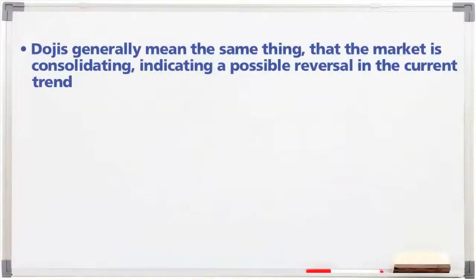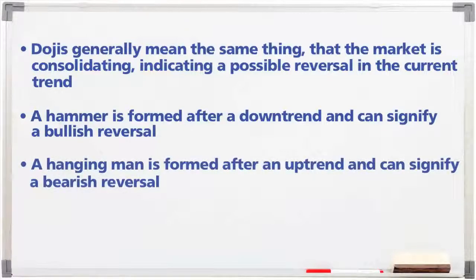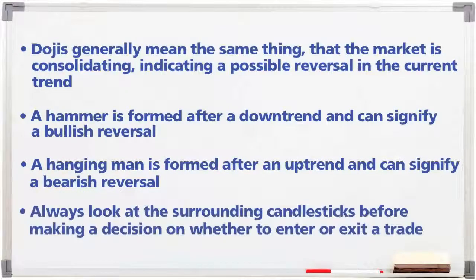Dojis generally mean the same thing, that the market is consolidating, indicating a possible reversal in the current trend. A hammer is formed after a downtrend and can signify a bullish reversal. A hanging man is formed after an uptrend and can signify a bearish reversal. Always look at the surrounding candlesticks before making a decision on whether to enter or exit a trade.